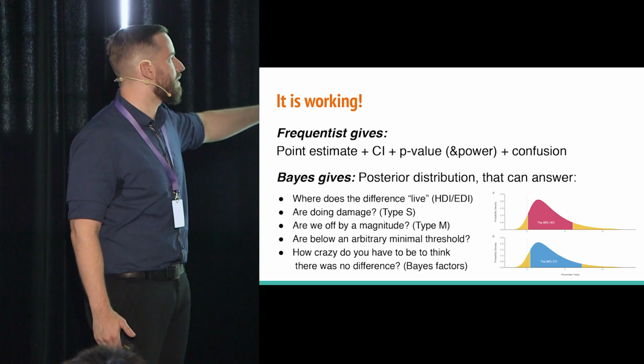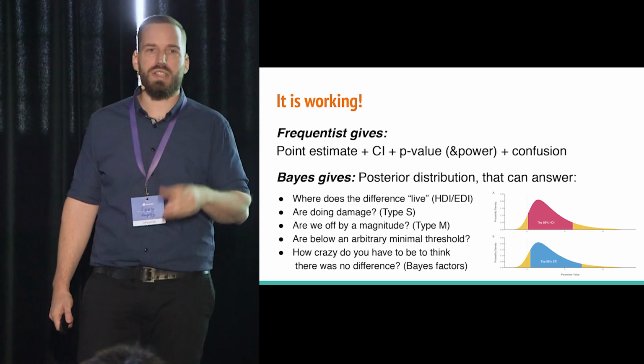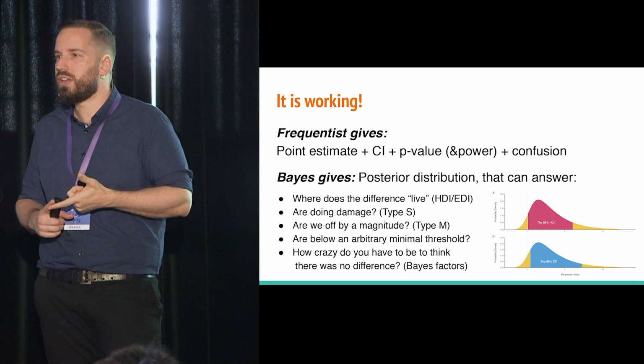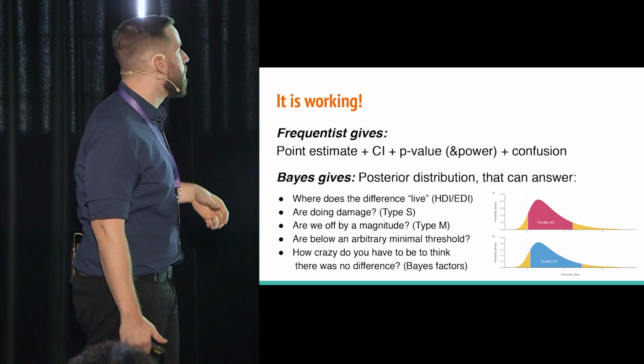Same, it's called type S, type sign error. Same thing for magnitude. We see 2. What's the probability that it's 20 or 200 or completely off the scale? We can say how sure we are about that.